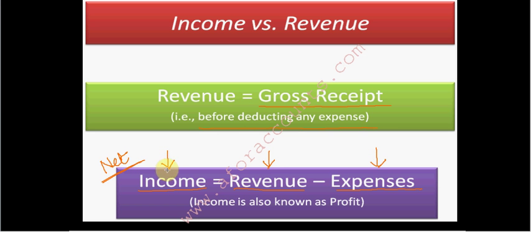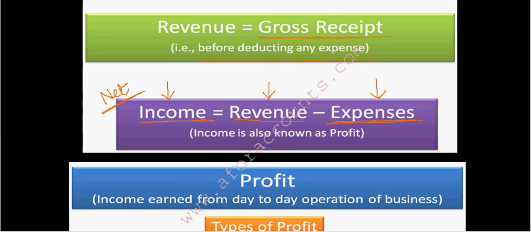And this is exactly what we do while making a profit and loss account. We first take the revenue, then we deduct all the expenses, direct and indirect, and ultimately we reach a net profit, which is called your income.